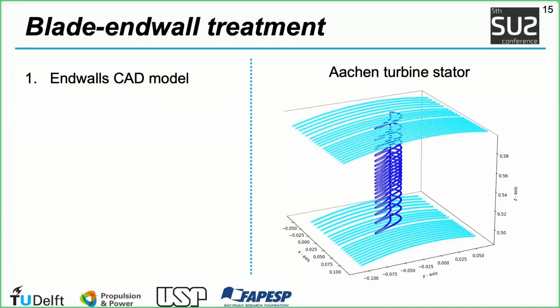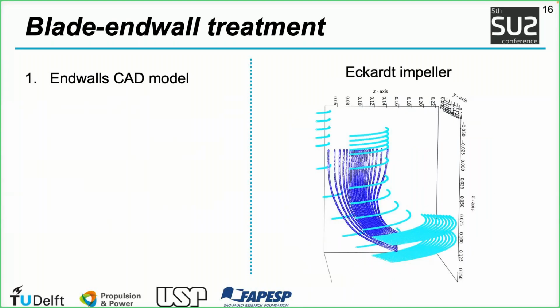The first thing we want to do is, if we want to respect the end walls, we have to model the end walls using CAD. So here we have the example of the Aachen turbine stator. You see that we have a revolving surface modeling it. And we could also have it, for example, for the Eckardt impeller, also a revolving surface to model the end wall.